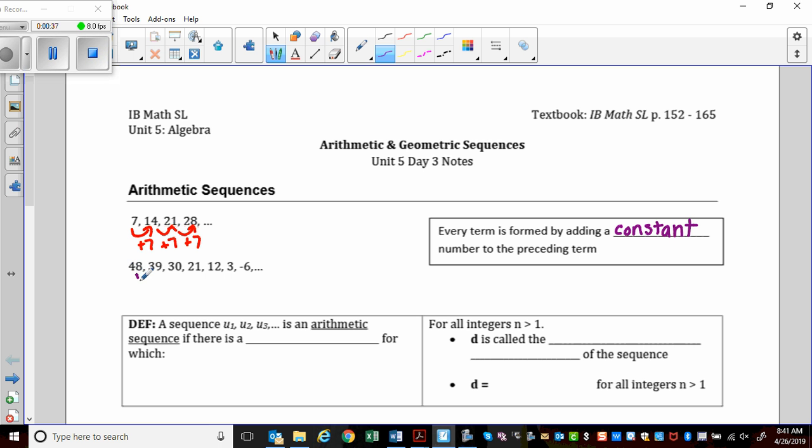From 48 to 39, we're going down. So we're not adding, we're subtracting 9. From 39 to 30, we're still subtracting 9. And as long as we subtract 9 each time, then that is going to be an arithmetic sequence.